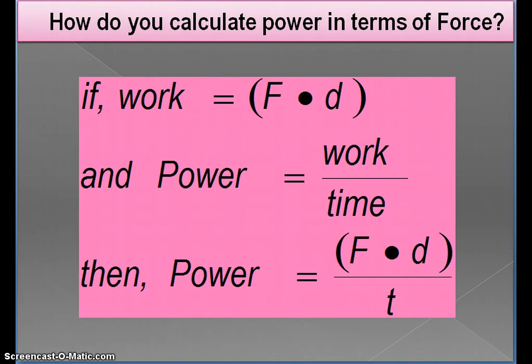Okay, so write this down under part C. This is how you figure out power in terms of force. So if we know that work is force times distance, and we know that power is work over time, then one option you can use to calculate power is to take your force times distance divided by your time.